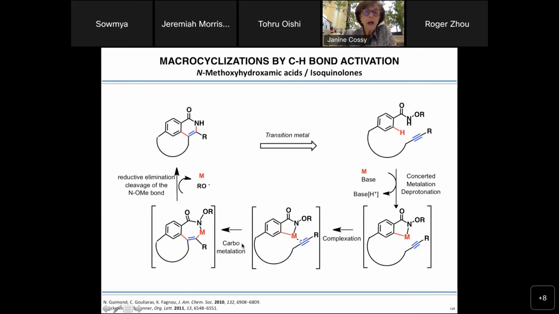Now, after carbometallation, we will have the formation of this metallacycle, which after reductive elimination and cleavage of the N-O methoxy bond will lead to the formation of this macrocyclic compound, regeneration of the catalyst, and also regeneration of the base.